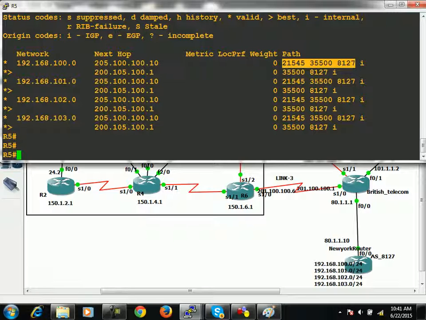Right? And the leftmost AS will be your neighbor AS. So in neighbor AS you can see there are two ASs. One is 21545, which is configured on Sprint. I mean Sprint is using this AS. So if you are receiving prefixes here from Sprint, then definitely the leftmost AS will be 21545. And you are also receiving prefixes coming from BT, and from BT, of course, it is 35500.